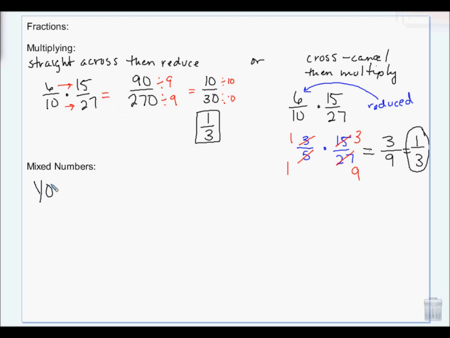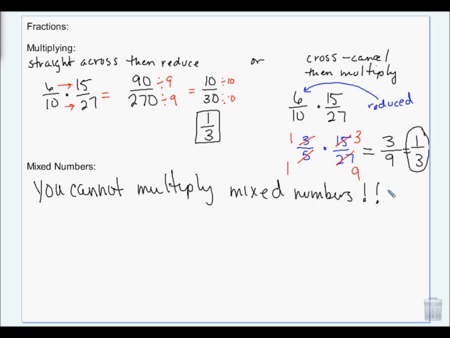Big fat thing. You cannot multiply mixed numbers. Cannot. Okay? So you have to convert them to fractions.